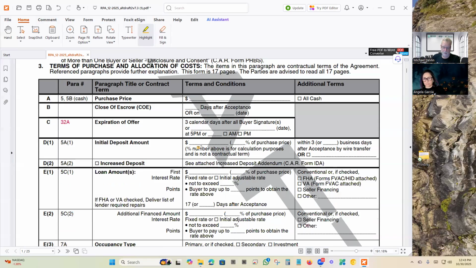Now let's get to the good part, the grid. Purchase price makes sense. Now, all cash: if you check that box, it's going to gray out some of your options, like a loan and other things like that, but not appraisal. Close of escrow, you have two choices here. One choice is what most agents do, and I have to admit, I recently did this: you write in 30 days or something like that. Or you could write in the date.